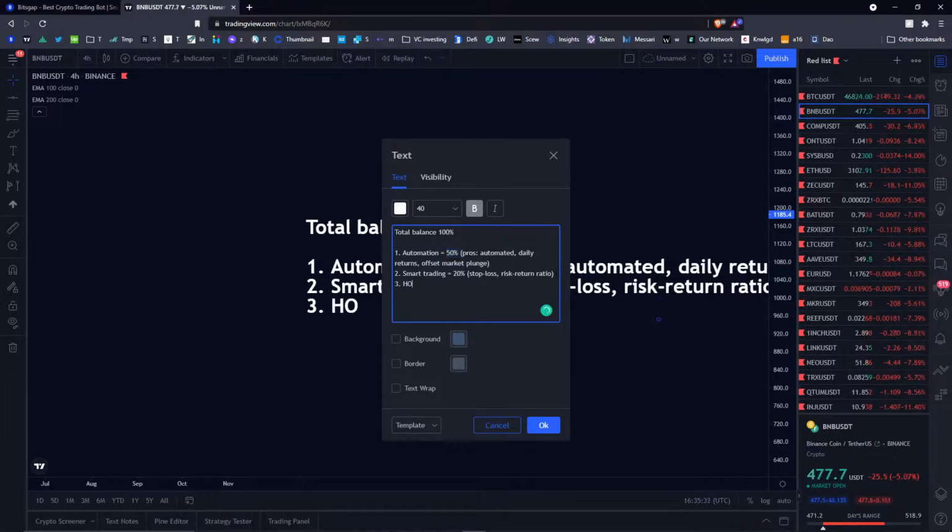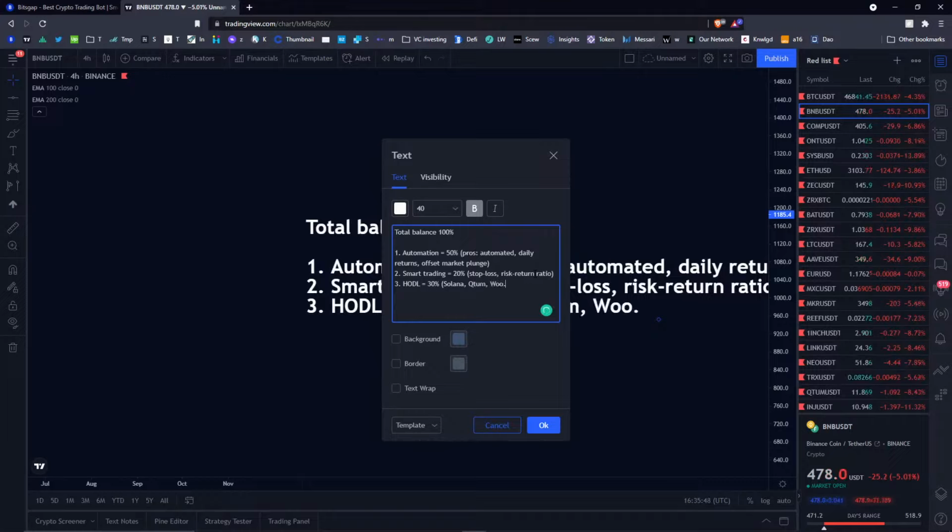And the third one is a simple HODL. Alright, so nothing special here, 30%. You just buy coins you believe in over a long-term perspective, like for example Solana, Quantum in my case as well.